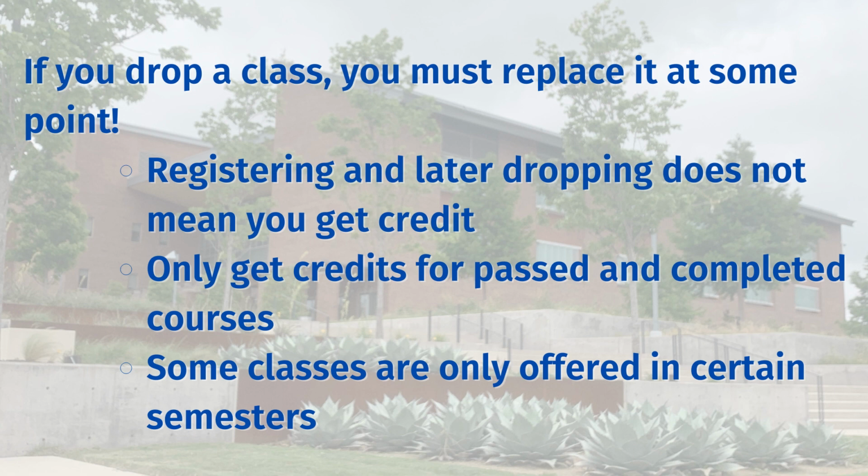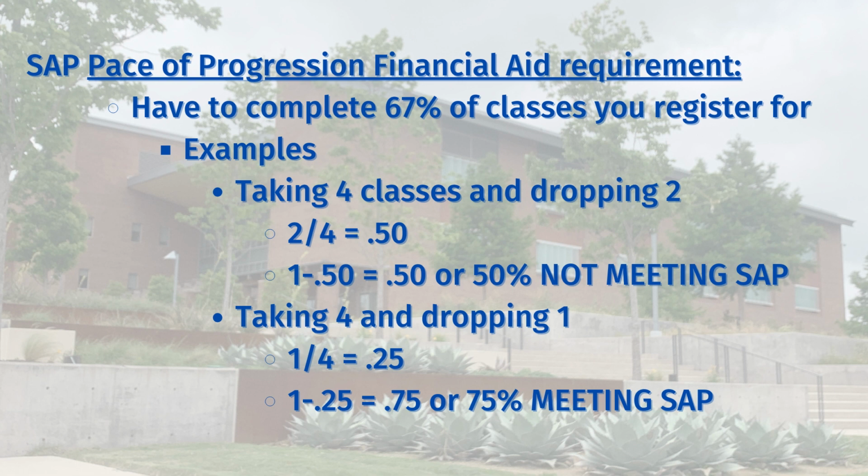Some classes are only offered in certain semesters. SAP pace of progression for financial aid requirements: you have to complete 67% of the classes you register for. So for example, if you are taking 4 classes and you drop 2, that would be a 50% completion, meaning you are not meeting SAP. If you take 4 and drop 1, it would be 75%, meaning meeting SAP.